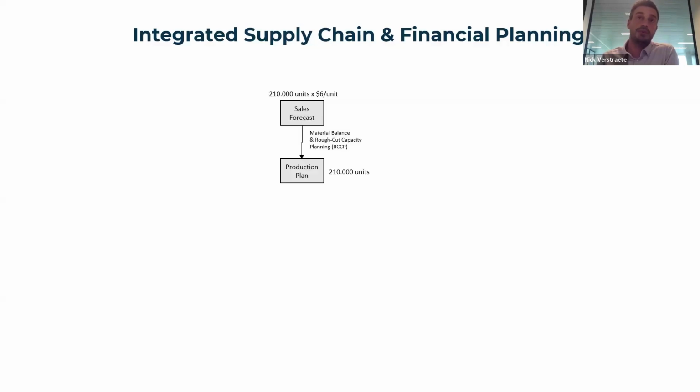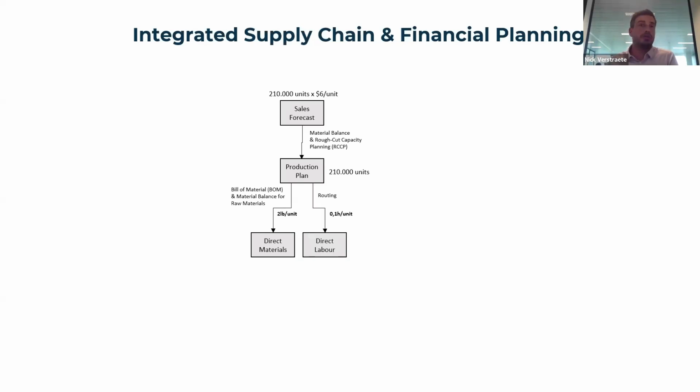If we translate the sales forecast using a material balance or a rough cut capacity planning process, we can translate it into a production plan. If we sell 210,000 units over one year, we'll need a production plan for the same amount if we want demand and supply to be balanced. From the production plan, there is typically a translation through the bill of material to ensure we have direct materials, the raw materials and components used in the production of these finished goods. By doing that, we can translate the production plan into a direct materials cost.